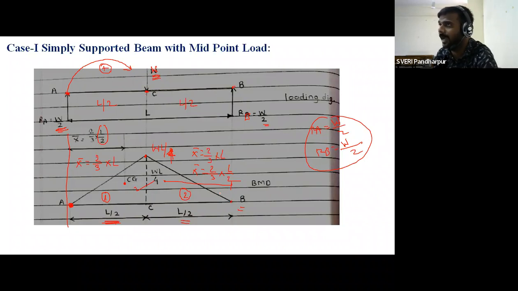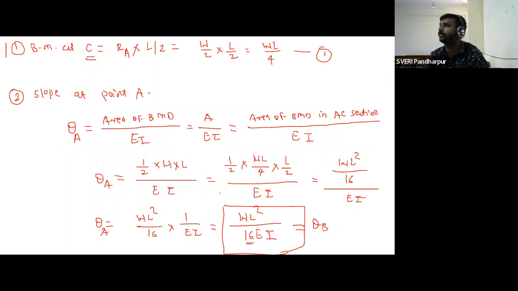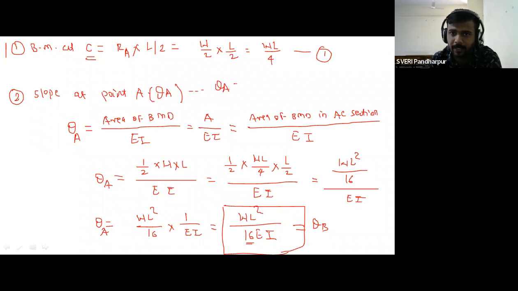The deflection is maximum at center C and slope is maximum at supports, full stop. And now the first calculation is bending moment at C. Second calculation is slope at point A, in bracket write down theta A, and in front of that theta A is equal to theta B.